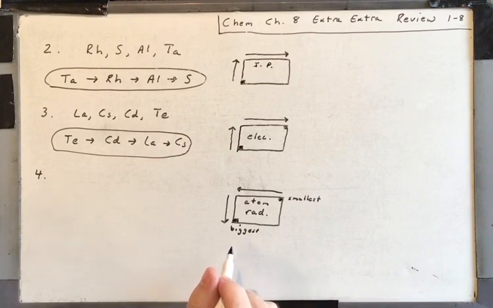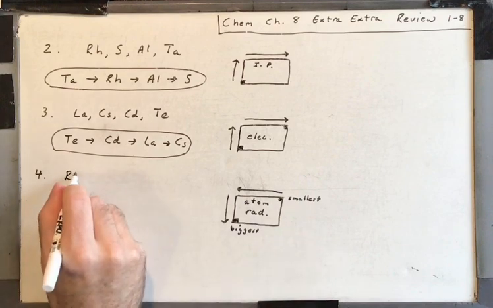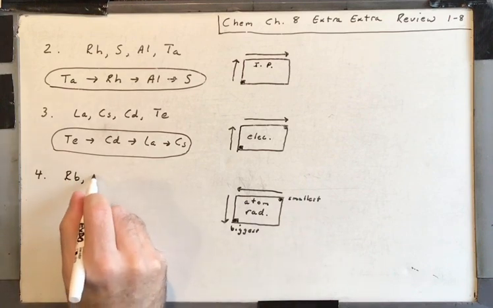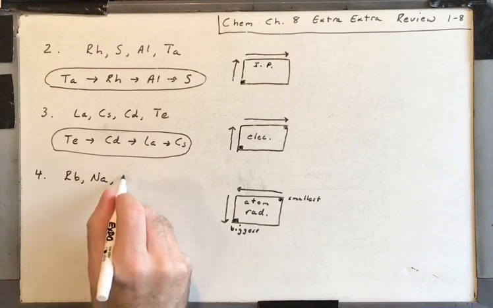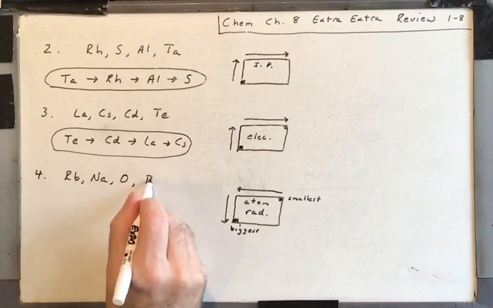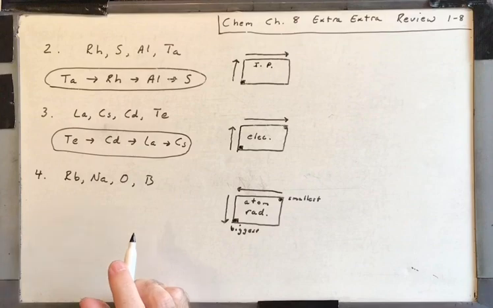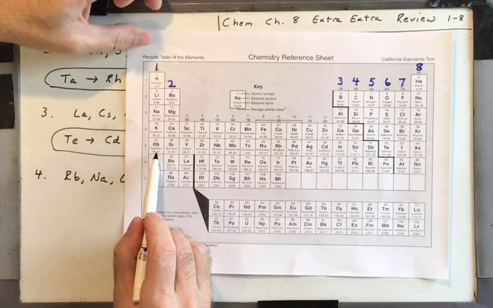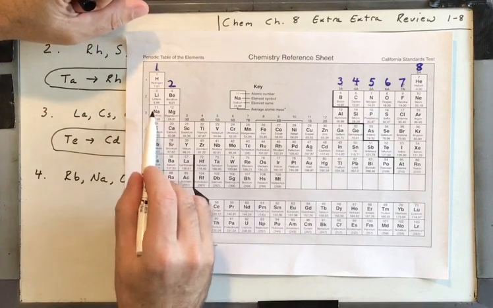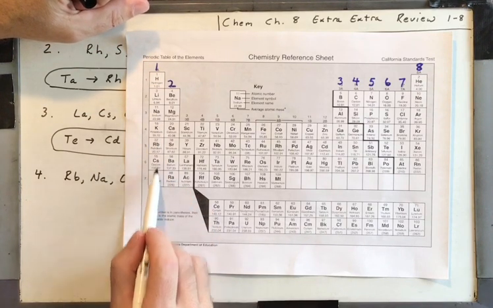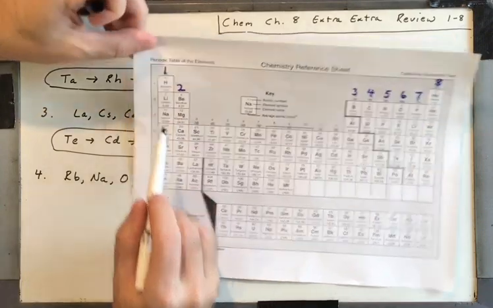We are supposed to order them in decreasing atomic radius. So the biggest to smallest. And we're looking at rubidium, sodium, oxygen, and barium. All right. Biggest to smallest. Okay, well, rubidium is over here. That's pretty big. Sodium also pretty big. Not as big as rubidium because it gets bigger as you go down, but sodium pretty big.